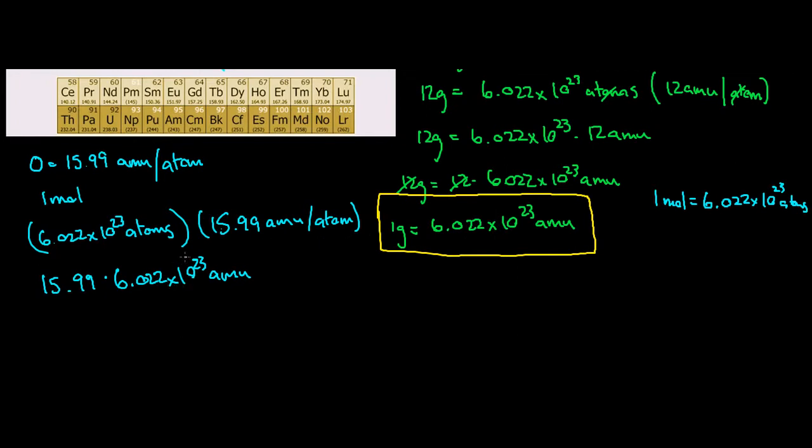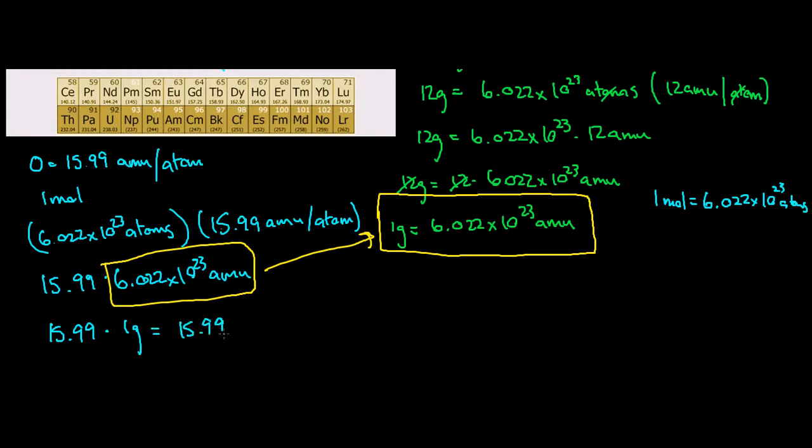So essentially I can replace this with this, 1 gram. It's basically going to be 6.022 times 10 to the 23rd, which is 1 gram. So essentially it's 15.99 times 1 gram, which is equal to 15.99 grams.